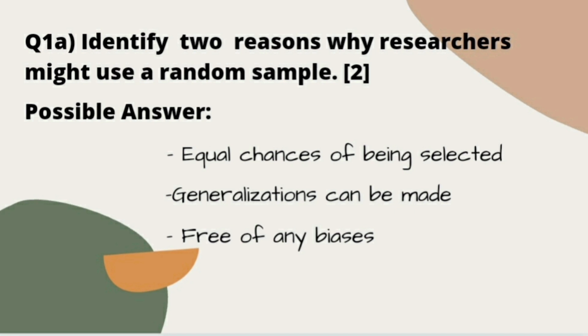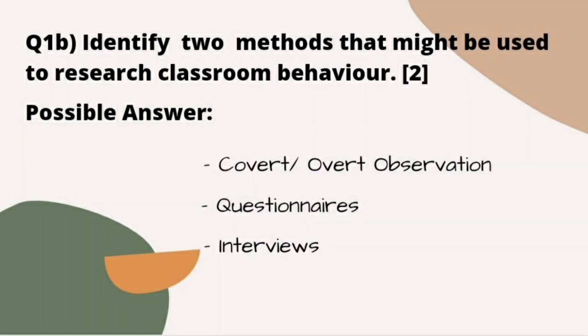And then in random sampling, you can also make generalizations, because you don't know the people that are being selected can be of any age, any gender, any ethnicity, any culture. And then another good strength of random sampling is that they're free of any biases. So you do not decide beforehand that I want this type of a person or that type of a person. You're selecting randomly.